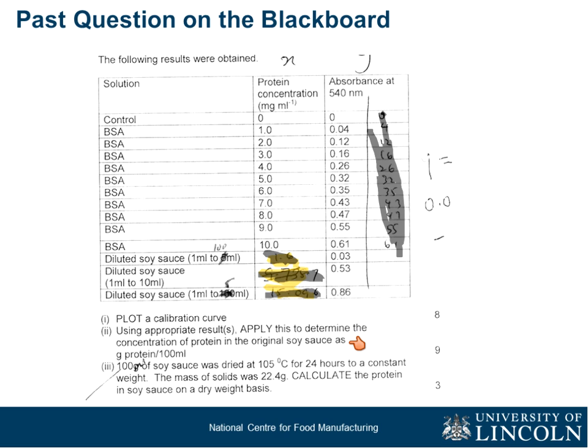Okay, if you look at the 3 dilutions, we have 1 ml to 100. We have the absorbance of 0.03. Then 1 ml to 10, we have the absorbance of 0.53. And we have 1 ml to 5 ml, you have the absorbance of 0.86. Which of these 3 do you think is appropriate for this calibration curve?